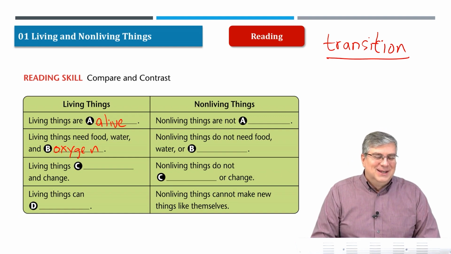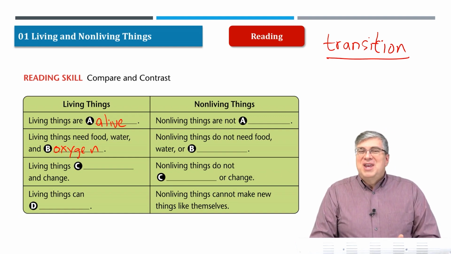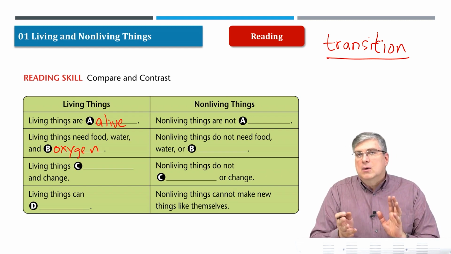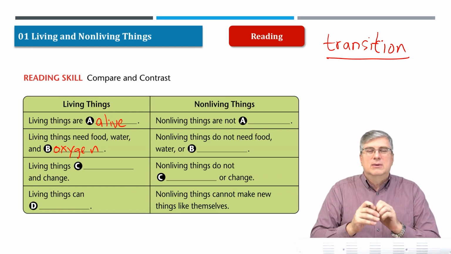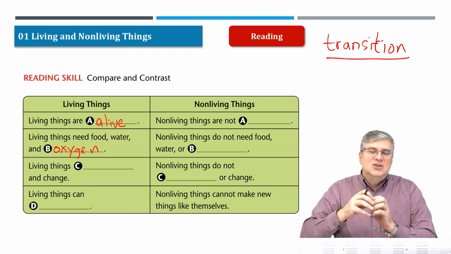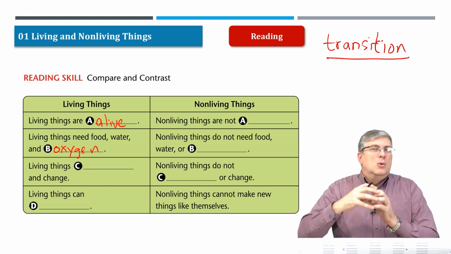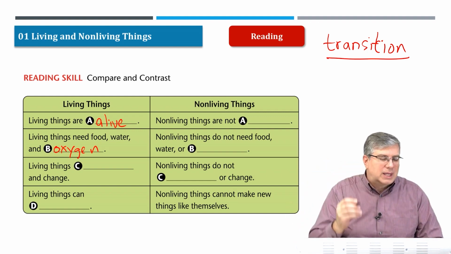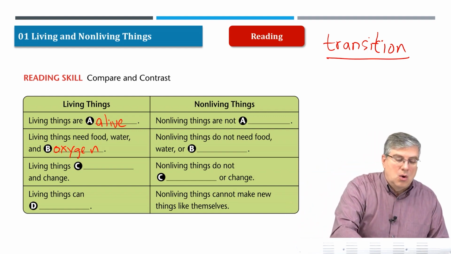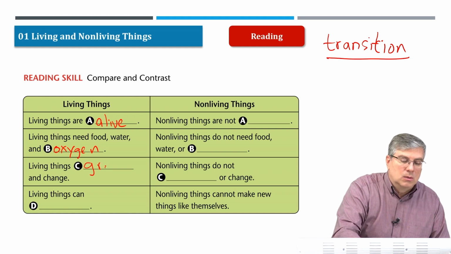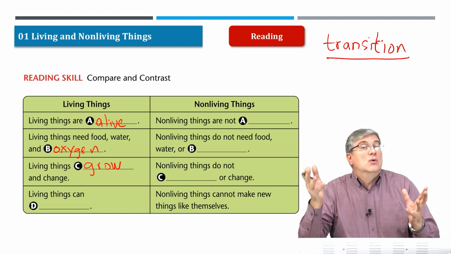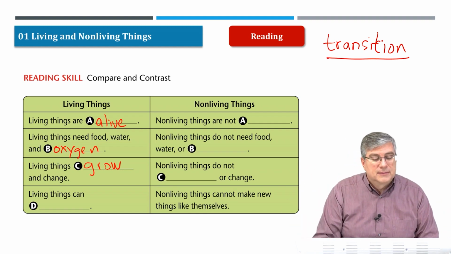Whew. Okay, good. So, living things grow and change. Now, that kind of means the same thing, right? But they're a little bit different, because they change. How do they change? They get bigger and they get taller. When something gets bigger or taller, what are they doing? What's the vocabulary word? Grow. That's right, grow. So, living things grow and change. As they grow, of course, they change.